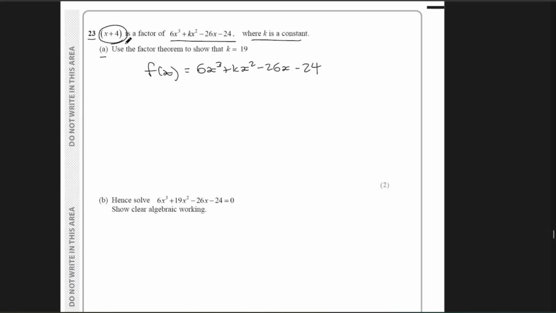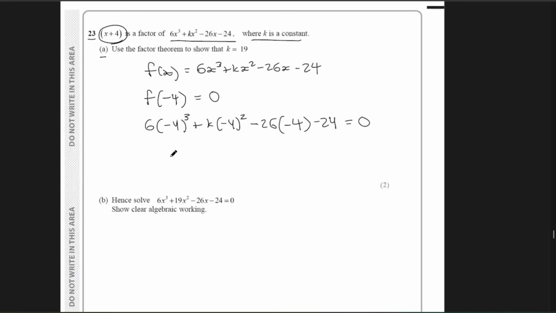Since x plus 4 is a factor of this function, when we substitute minus 4 in place of x, that should give us 0. Meaning, if we find f of minus 4, that should be equal to 0, according to the factor theorem. We'll substitute minus 4 in place of x, and that should be equal to 0. So that becomes 6 times minus 4 cubed plus k times minus 4 squared minus 26 times minus 4 minus 24 should be equal to 0.